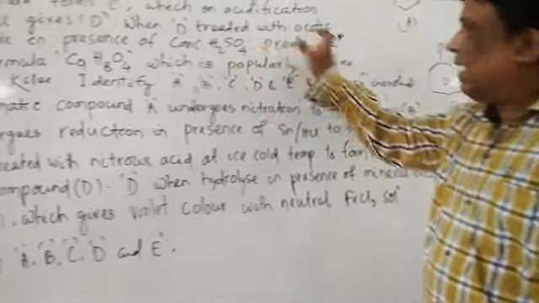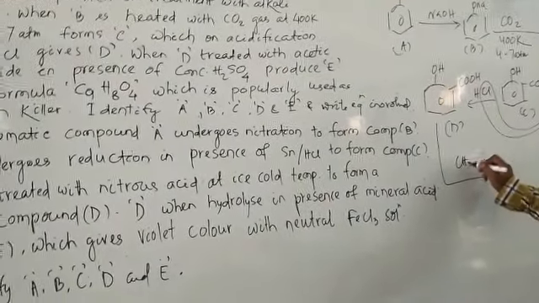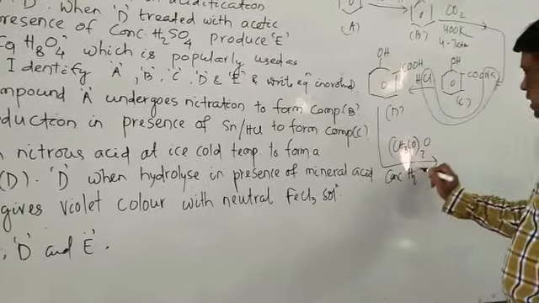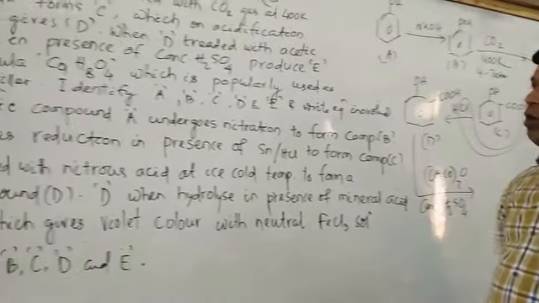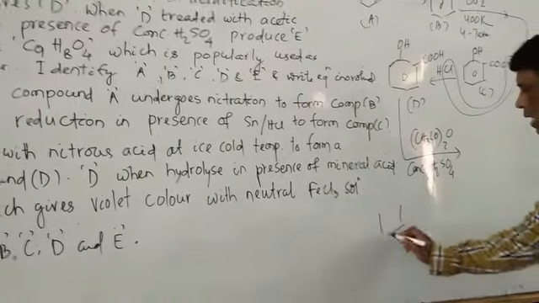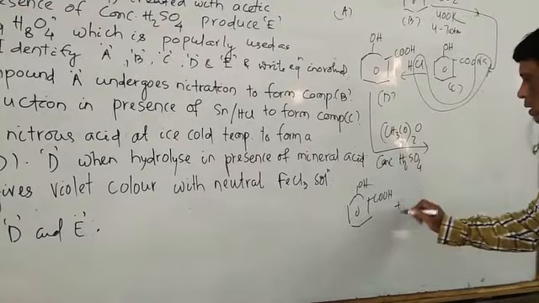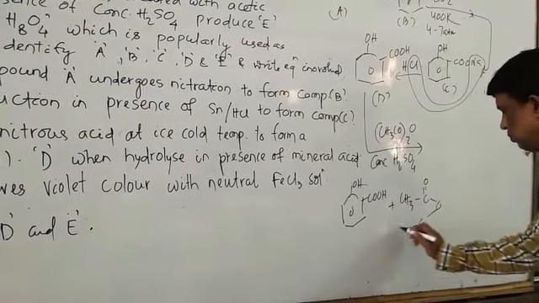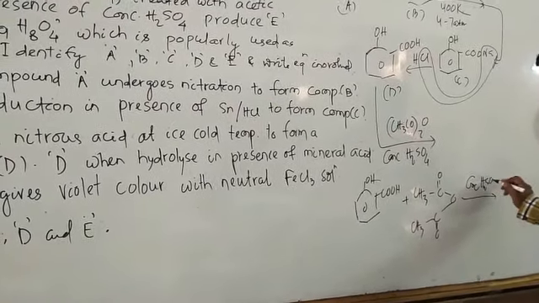So when D is heated with acetic anhydride, we know that when salicylic acid is heated with acetic anhydride in the presence of concentrated sulfuric acid, what happens? Aspirin is formed. Mark the equation, how it is formed. Salicylic acid treated with acetic anhydride in the presence of concentrated sulfuric acid.